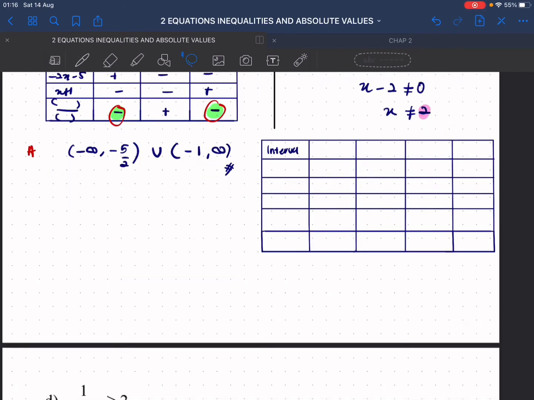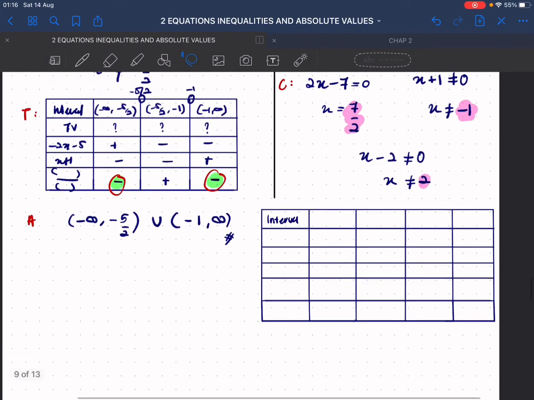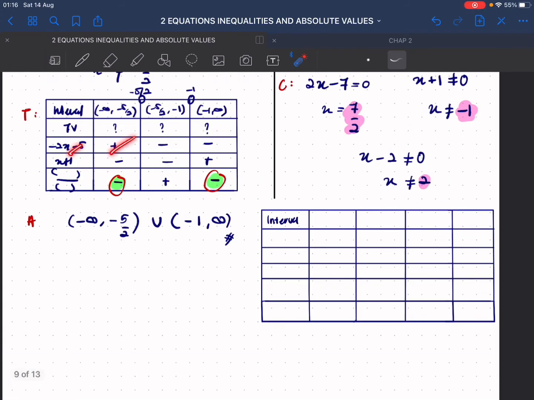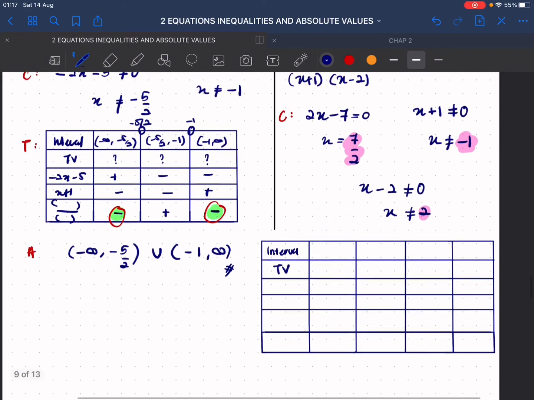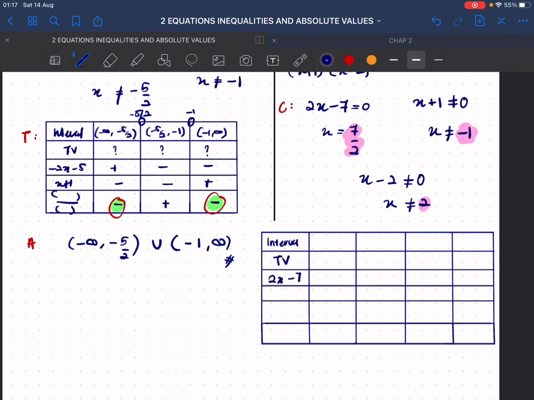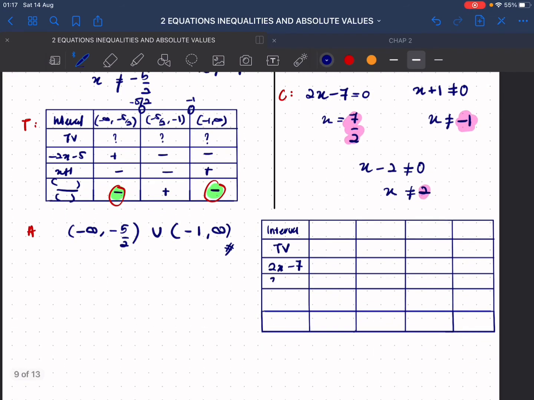Okay, so ini tablenya. Okay, so bezalah. Kalau kat sini kita ada 1, 2, 3. Kalau kat sini kita ada 1, 2, 3. So kat sini kita akan ada 1, 2, 3, 4. Kita ada interval, kita ada test value. So 2x minus 7, and then we will have x plus 1, x plus 1, x minus 2.